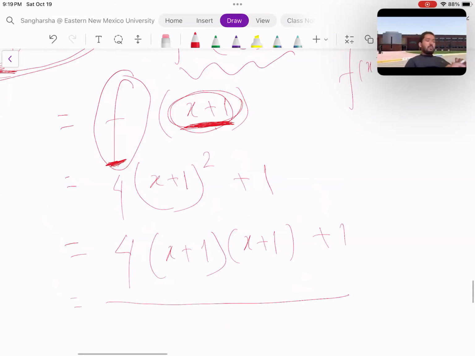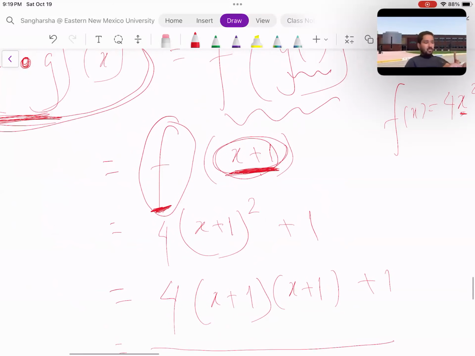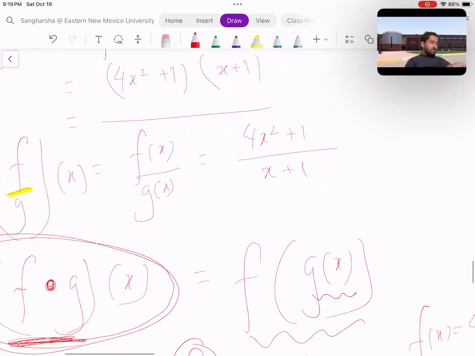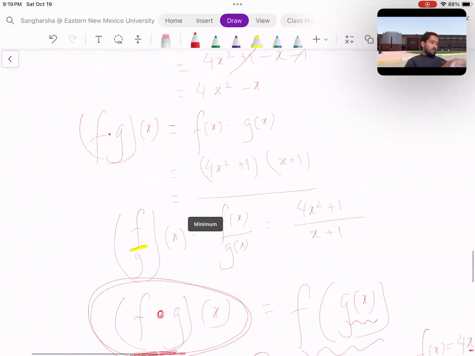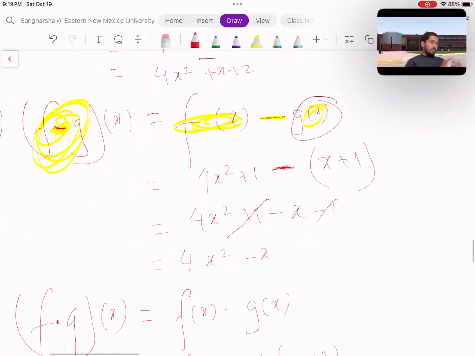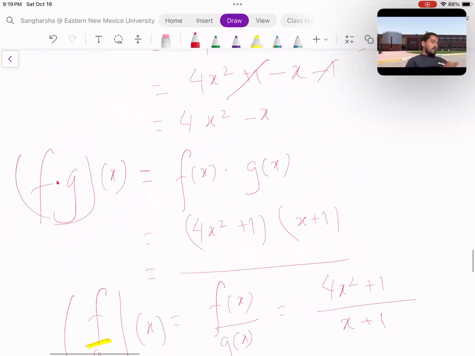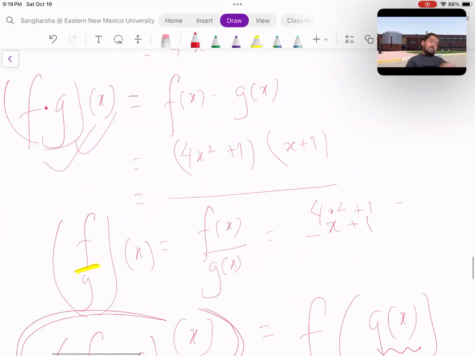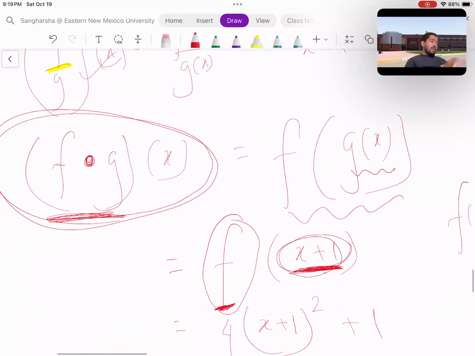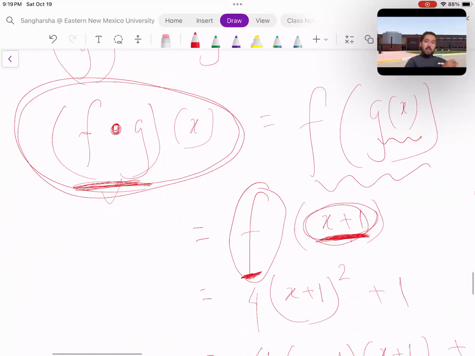When you are asked to find the composite function, you will have something pretty similar to this example 93. You will be asked to find f plus g, f minus g, f times g, f over g, and f composite g. The function may be different, but you will be asked to find these four things. Do you have any questions, or do you need any help with this one, 93?